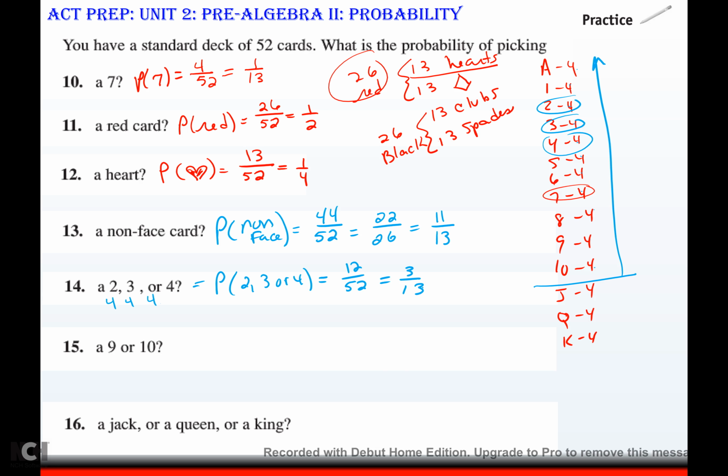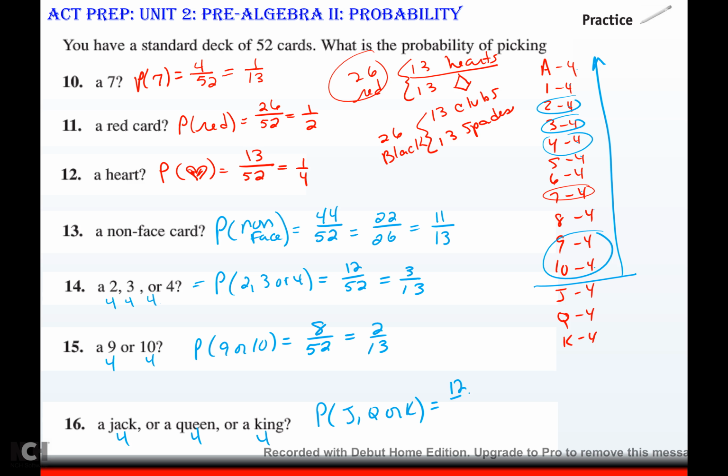15, a 9 or a 10. You win on 9s, there's 4 of those. You win on 10s, so the probability of a 9 or 10 is going to be 8 out of 52, which reduces down to 2/13. And then 16 says a jack, a queen, or a king. Well, there's 4 jacks, 4 queens, 4 kings, so the probability of a jack, queen, or king is again 12 out of 52, which reduces down to 3/13. Okay?